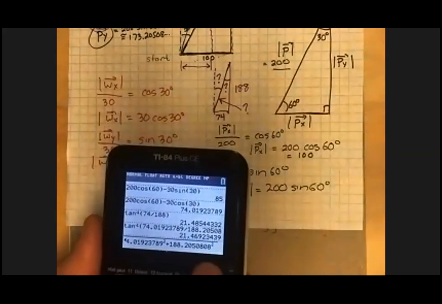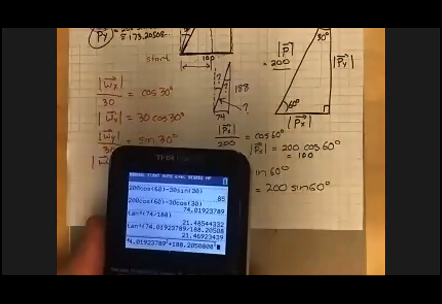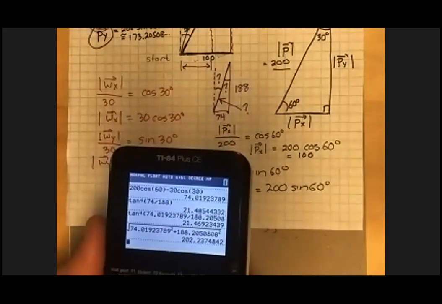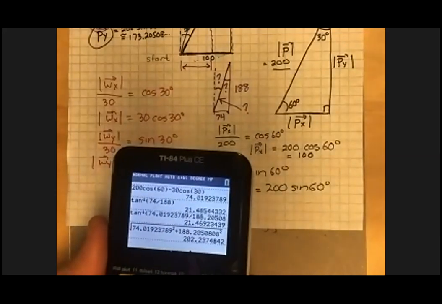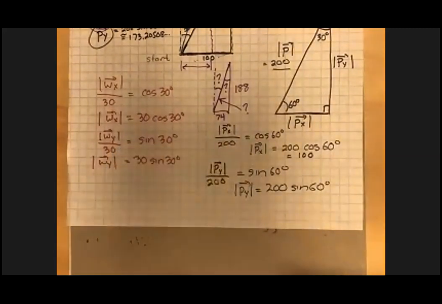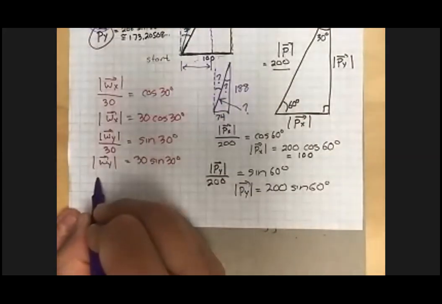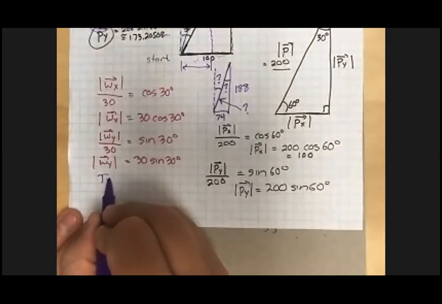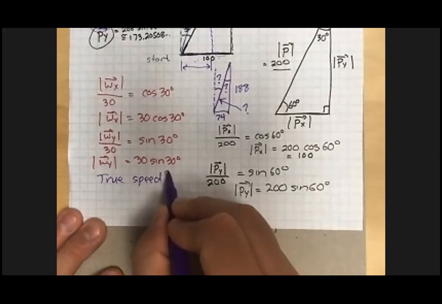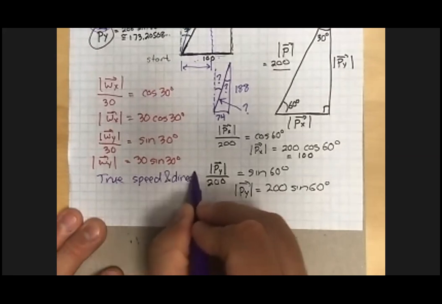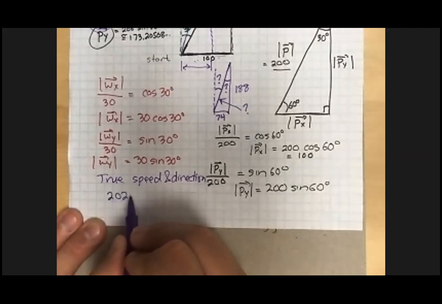Now I'm not rounding off at all. Do not round off at all in your preliminary calculations. Let's find out what that is. 202, 3 significant digits. I'll take 202 miles per hour. The plane did speed up, but only slightly. So the true speed and direction of this plane is 202 miles per hour.